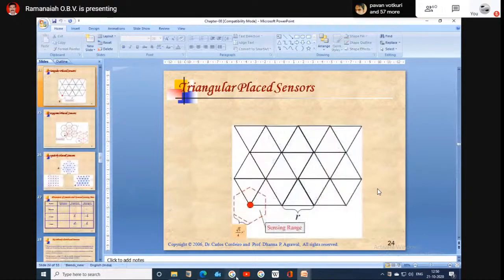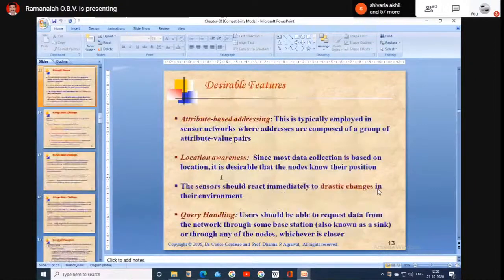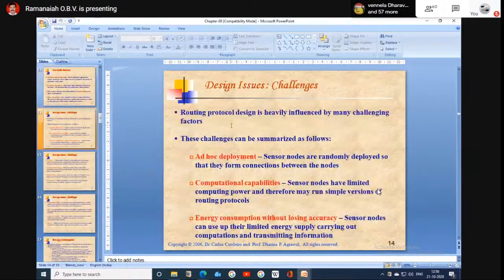So this completes the design issues. What are the design issues? Attribute addressing, location awareness, query handling, and the routing layer issues. Ad hoc deployment means what is the issue here? It is like spontaneity. Once the sensor nodes are deployed in the sensing area, they should form a network. That is the challenge. Self-organization, you can say.